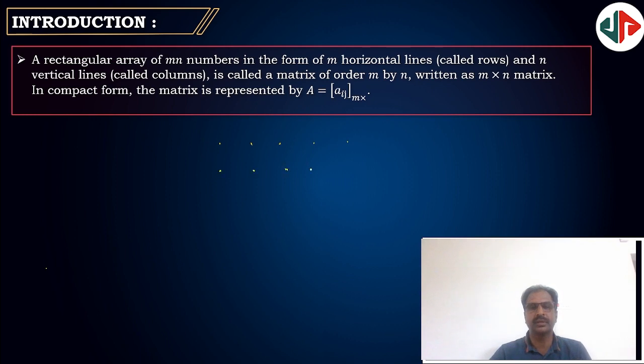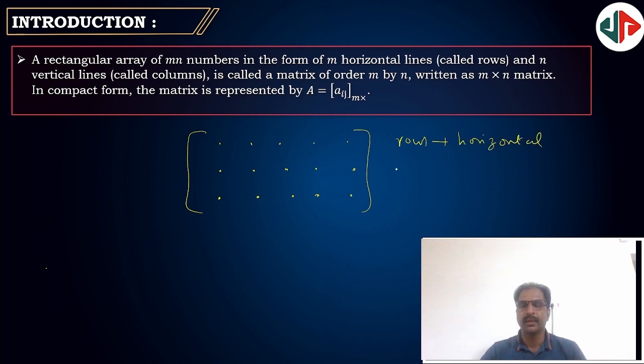numbers are arranged in the form of some horizontal lines and in some vertical lines. This arrangement is known as a rectangular arrangement. So numbers are arranged in the form of some horizontal lines which are known as rows. Horizontal lines are known as rows. Vertical lines are known as columns.